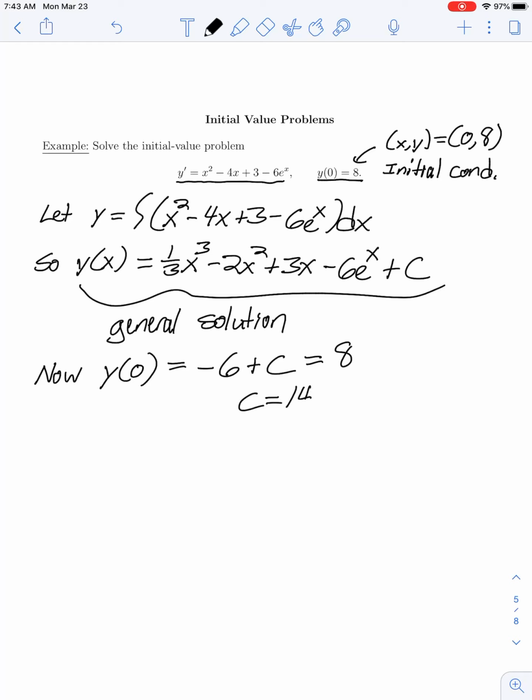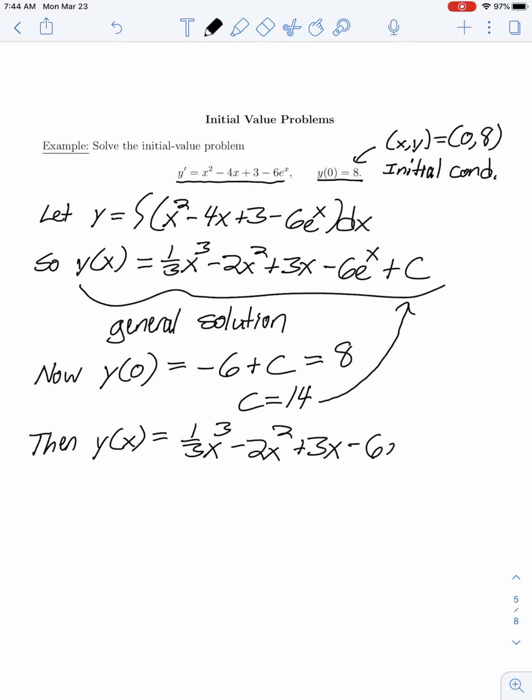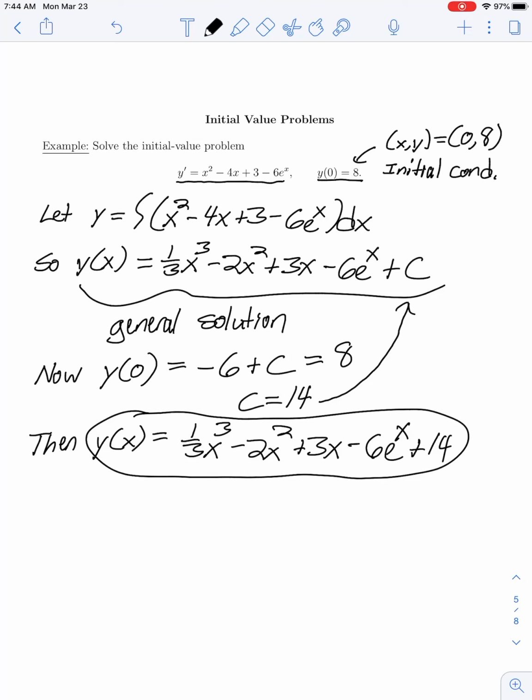So solving for the constant c, we're left with 14, and then we would take that value that we found for our constant and plug it back into our general solution. So here we find that y as a function of x is 1/3 x cubed minus 2x squared plus 3x minus 6e to the x plus 14. And this would be the particular solution of this initial value problem. So very similar to what we saw in that last example.